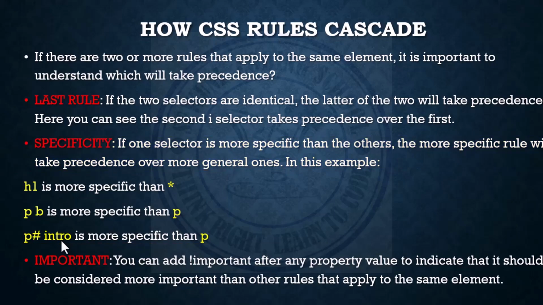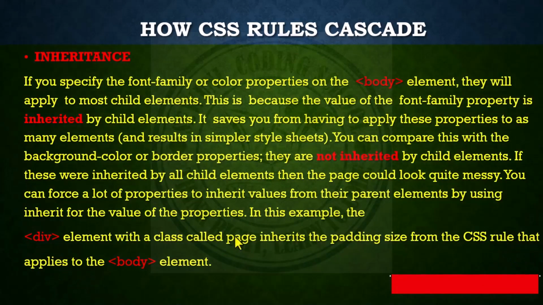Now importance also, you can decide to give some of your properties importance over the other. Okay, in this case, those ones that you have indicated as important are going to take precedence over those that are what? Less important. Now inheritance, you remember we were doing child, sibling, adjacent sibling, universal sibling, and what have you.